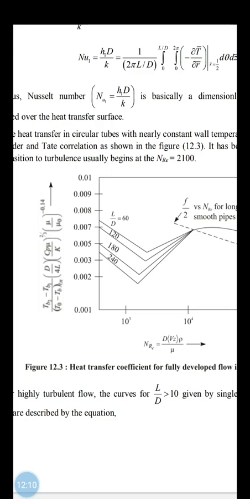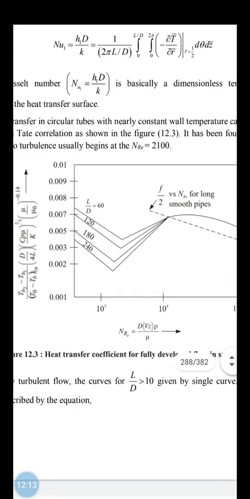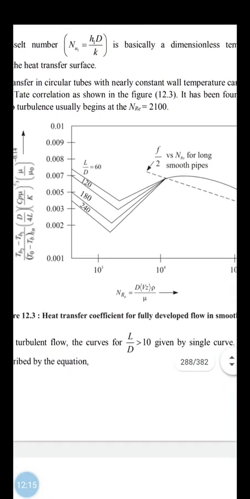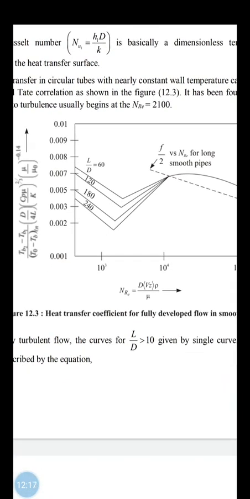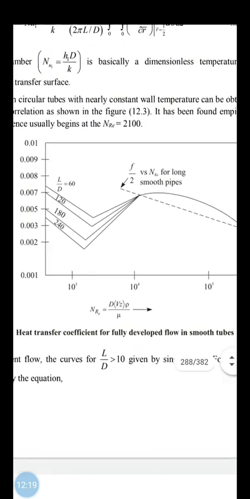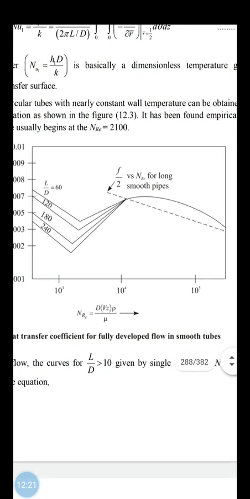So this will be the y-axis, which is plotted against the Reynolds number. NRe is equal to dVz rho by mu. You can see the different curves for different L by D ratios, that is the length of the pipe to the diameter ratio, when it is 60, 120, 180, 240, like that. For each value of L by D ratio there will be a different curve.